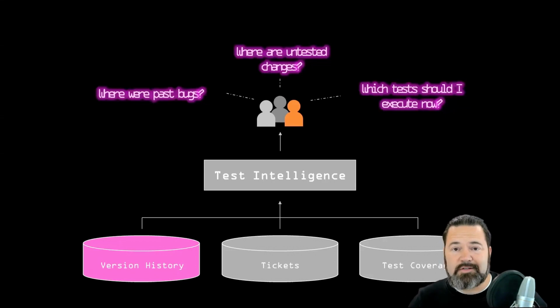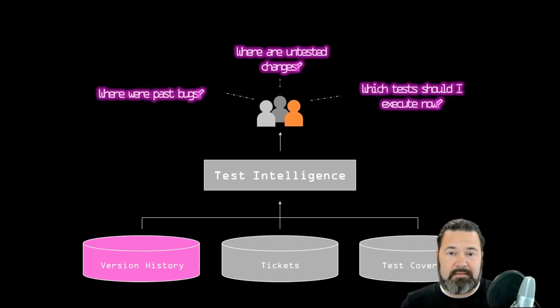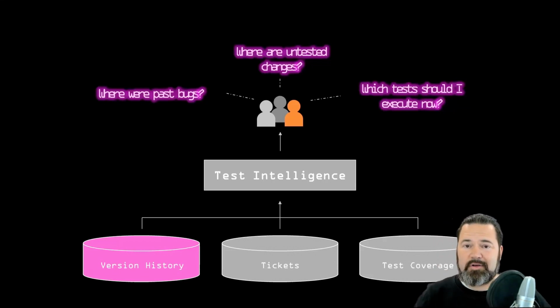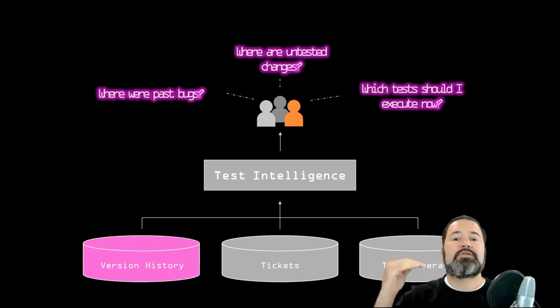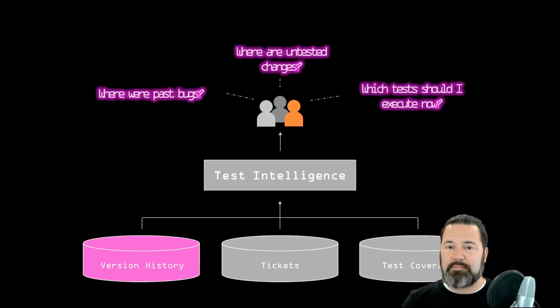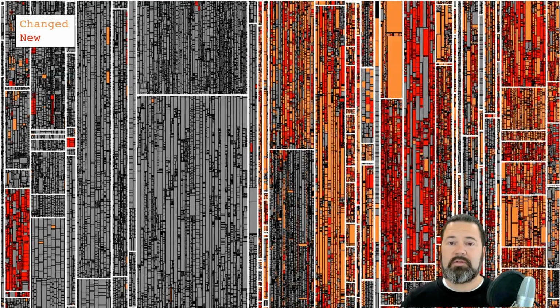The first data source I want to focus on is the version control system. Version control systems like Git, Subversion, or in some cases still CVS, contain the entire version history of the system. That means they contain the source code, but also all the changes that were made between the versions of the software system. And we can use that to compute what changed since the last release.